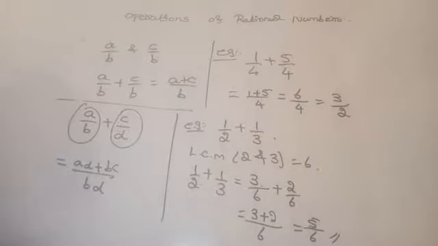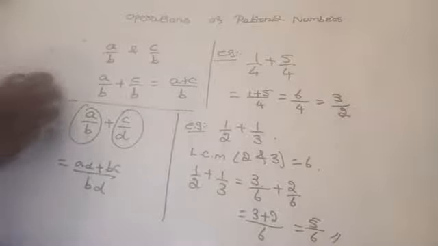Then subtraction of two rational numbers. Already we know that for integers the commutative property is not satisfied under subtraction, because a minus b is not equal to b minus a.